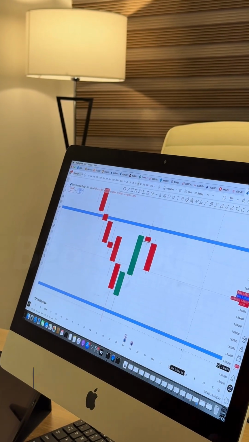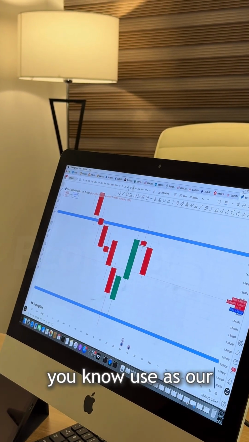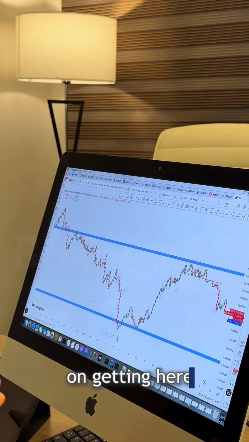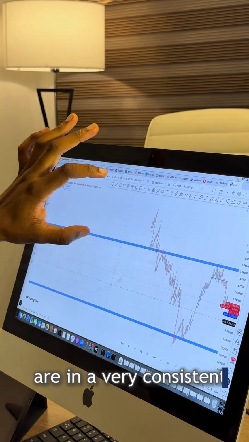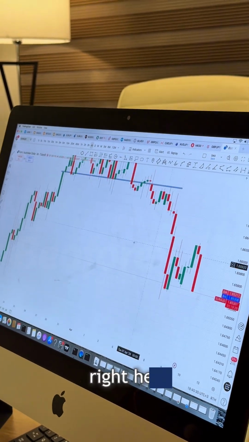So having this in mind, we're going to be going to our 4-hour time frames to look for areas that we can use as our support and resistances. So on getting here, you can see that we are in a very consistent downtrend, right? But our area of focus is right here.